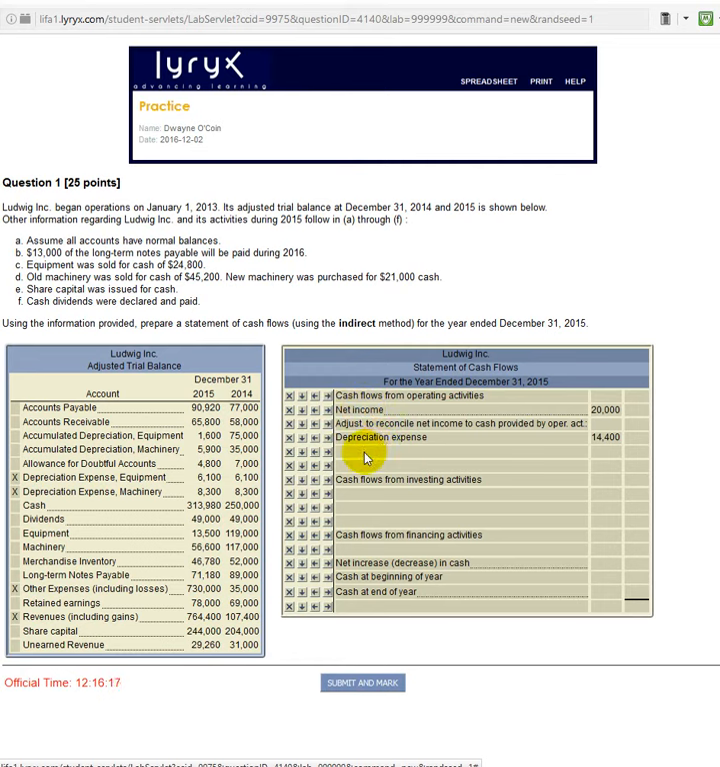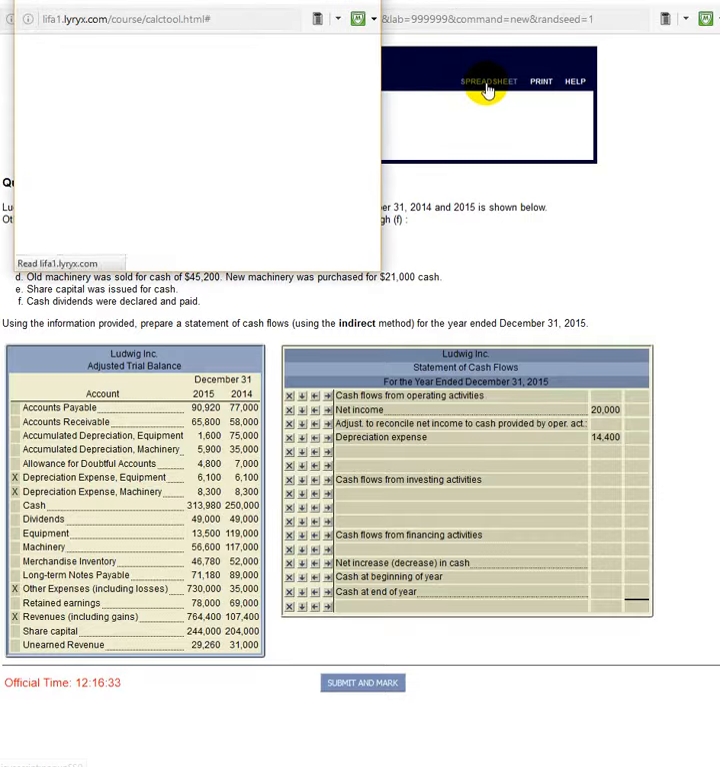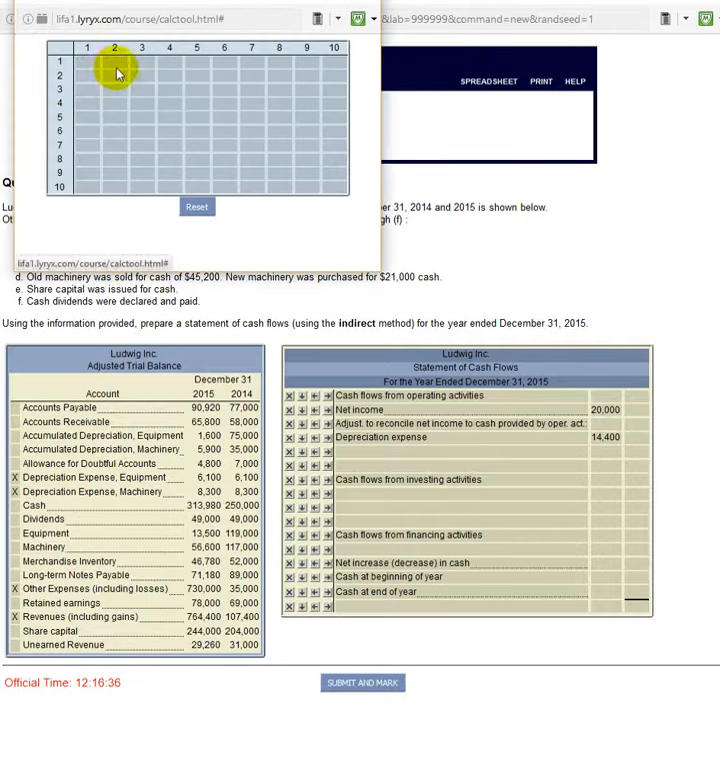Now we're going to need to calculate gains and losses on sale of equipment, and so, well, no time like the present, I suppose. So let's see what we can do to do that calculation. You'll need a spreadsheet, so if you go up here to the lyrics header, you'll click on spreadsheet, or you can do an Excel spreadsheet if you like. I'm just going to do it in lyrics so that it's all kind of self-contained. We're going to talk about equipment first.